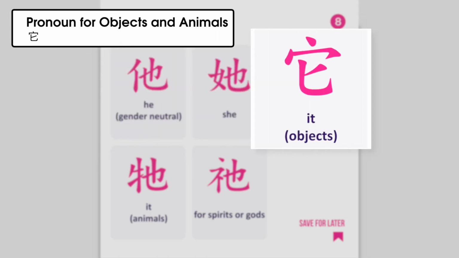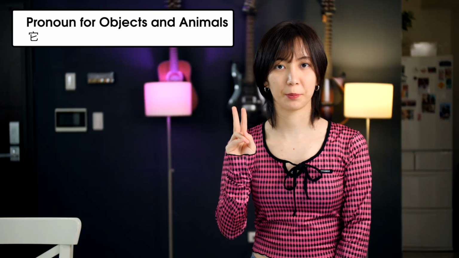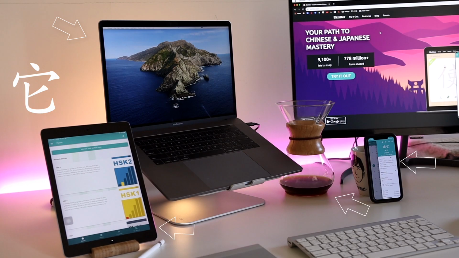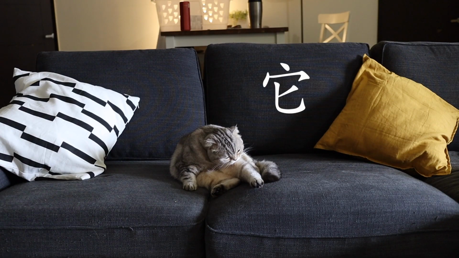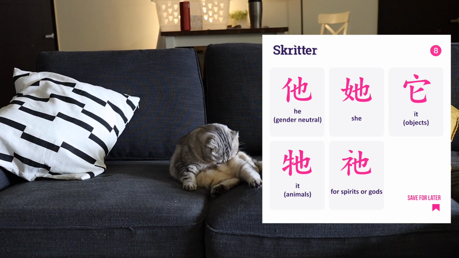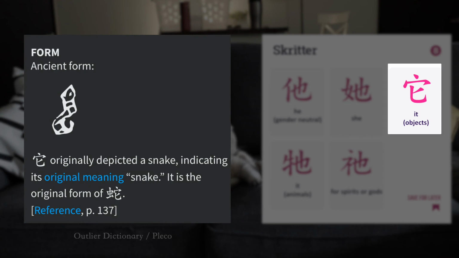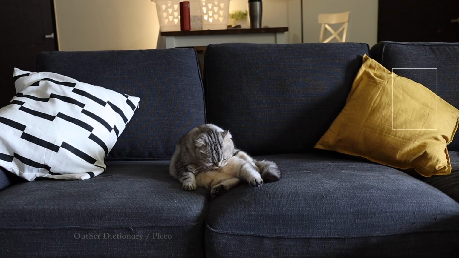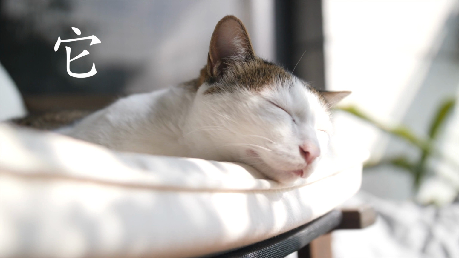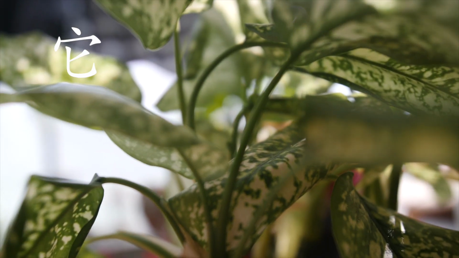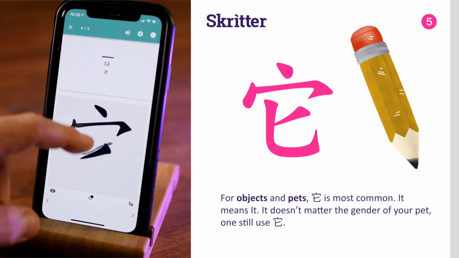When to use this 它? There are two things we use this 它 for: objects and animals. This character looks different to the rest because it's based on a snake. FYI, it doesn't matter the gender of the animal, it's just 它. So basically, anything that isn't human is this 它.